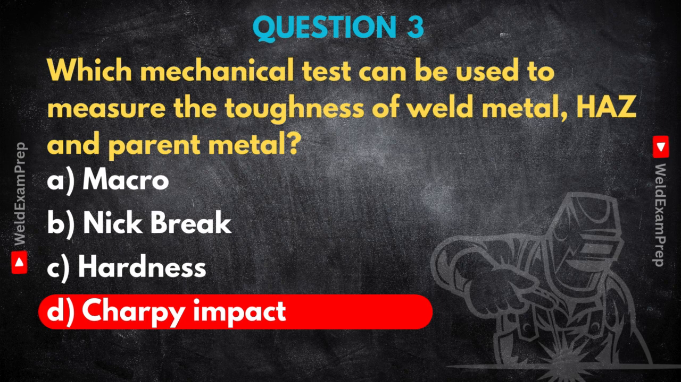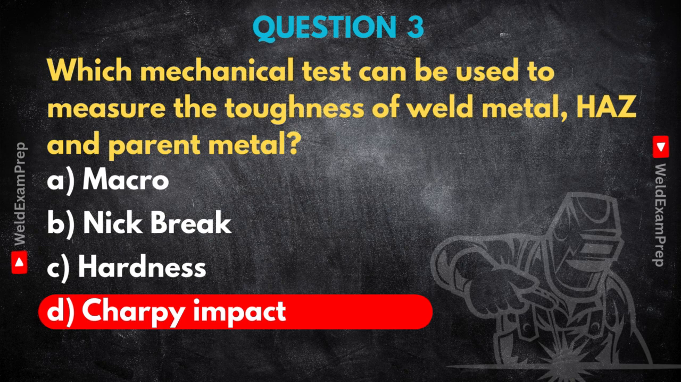Charpy impact, okay. So first, what is toughness? It's not just strength. It's about a material's ability to absorb energy, to deform a bit before it fractures, especially under sudden load like an impact. Think hitting something with a hammer versus slowly pushing it. A tough material won't just snap in half. Okay, resistance to shattering, basically.